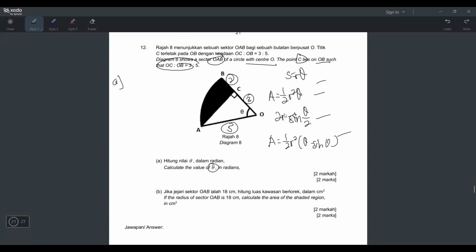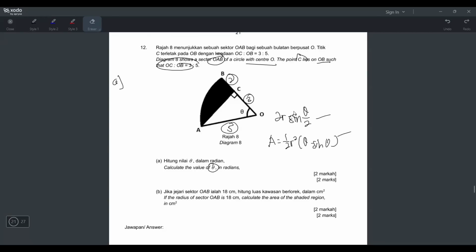But I want to ask you, can you use the first formula to find theta? No, because the question never mentioned the arc, right? If you want to use this formula, you need to have the arc, and also you need to have the radius. Then only you can find theta. So I don't think you can use the first formula. It's not possible, right? So what about the second formula? Did the question mention anything about area? No, I don't think so.